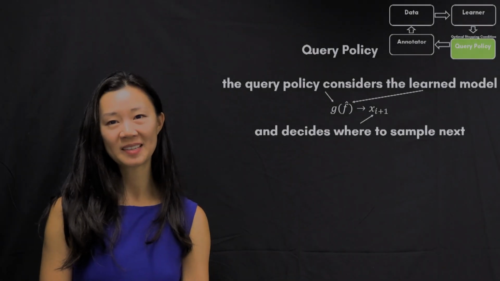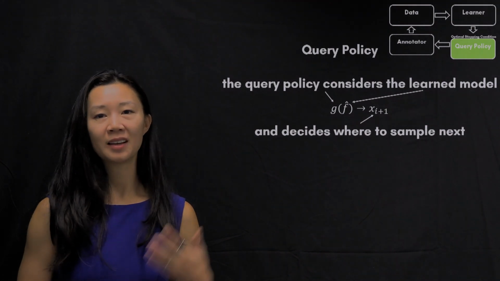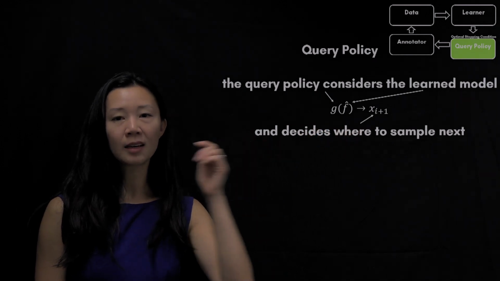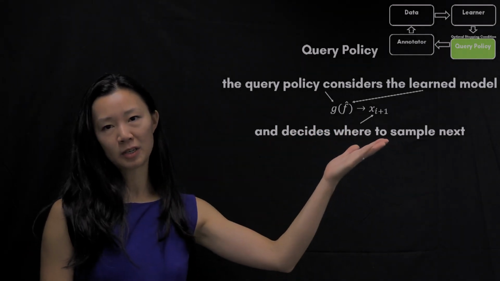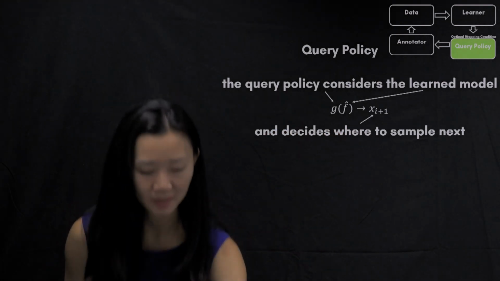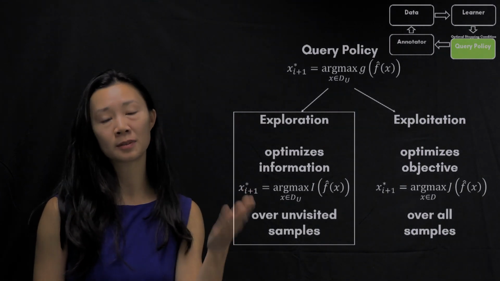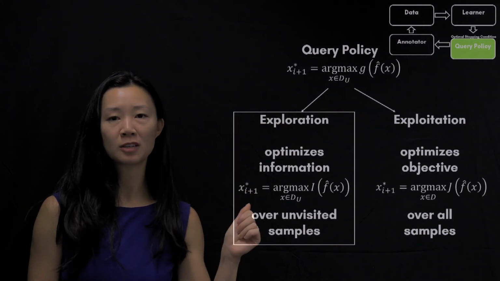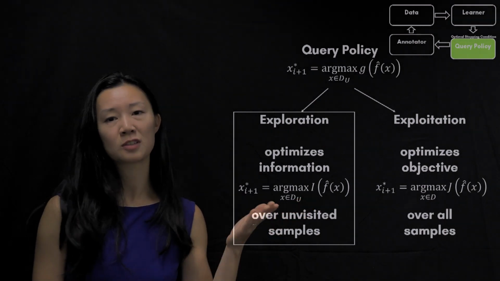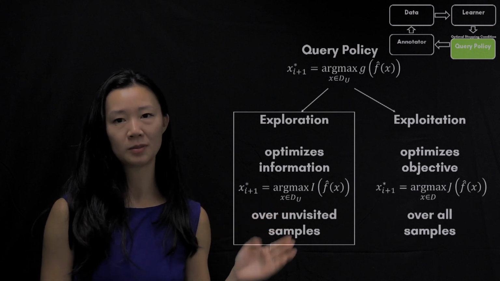Moving on to query policies, this is the policy that describes where we should sample next. So again, your query policy is G, and it considers the learned model f hat in deciding where to sample next, which is defined by x at iteration i plus 1. We want to focus on query policies that stress exploration, where we are optimizing for information, which is described by some function I, over unvisited samples, which is the x, the input space in the data set that is unlabeled.